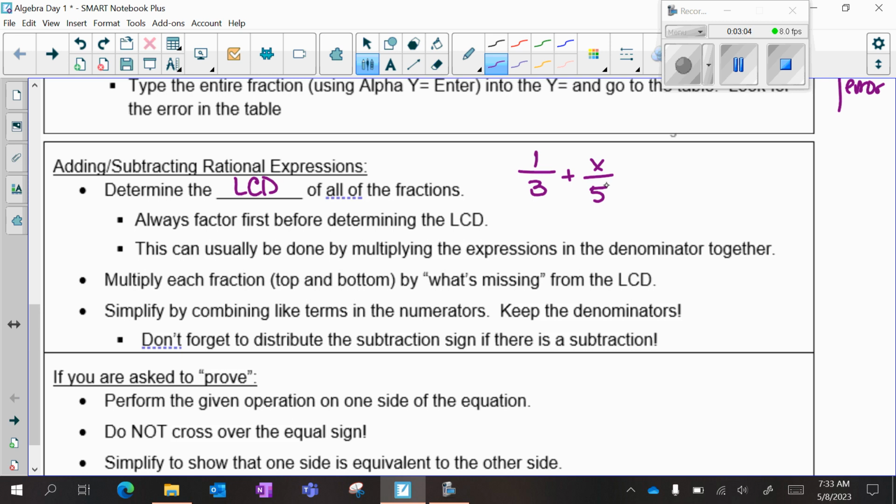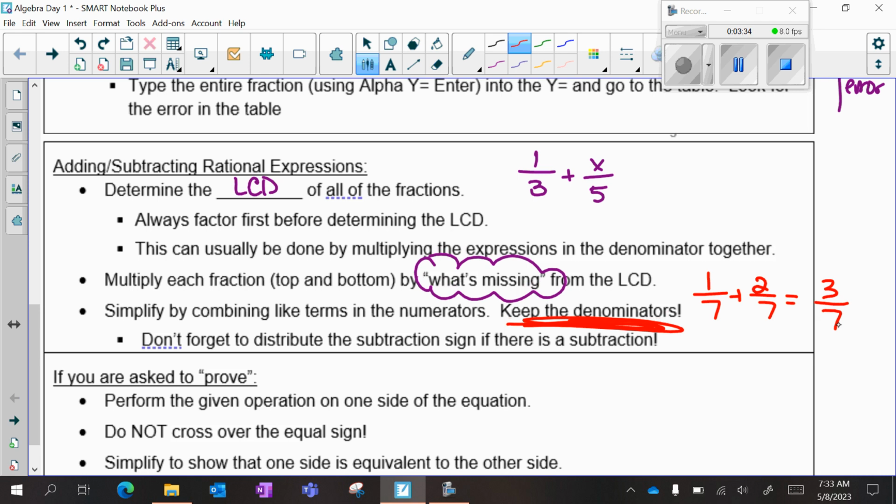You're going to multiply each fraction, top and bottom, by what's missing in the LCD. And you're going to simplify by combining like terms in your numerators, and you're always going to keep your denominators. That's the #1 mistake students make here. You can't cross out your denominators. Think about something like 1 over 7 plus 2 over 7. This is equal to 3 over 7. I cannot say it's equal to 3. It has to be equal to 3/7.